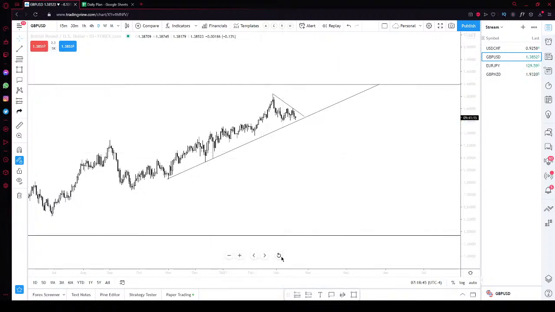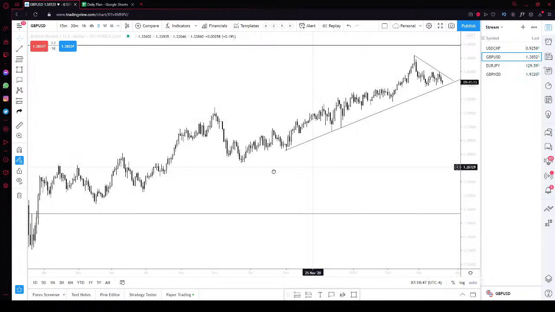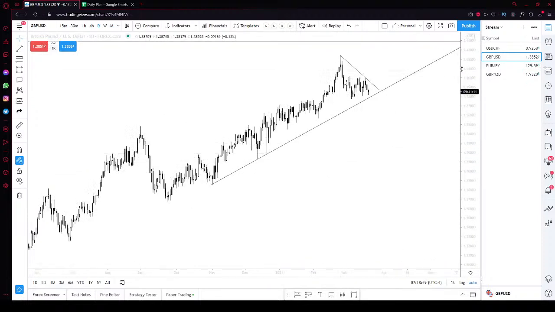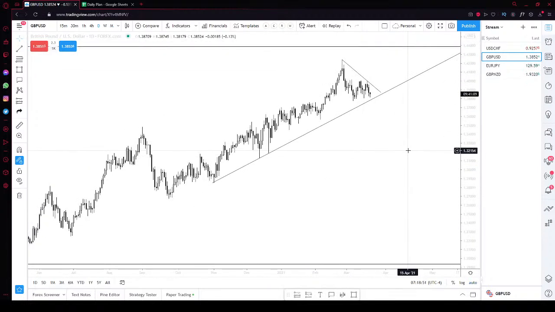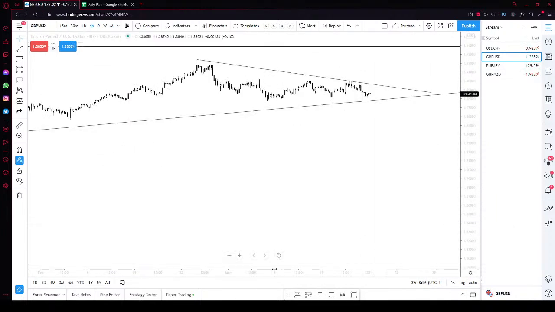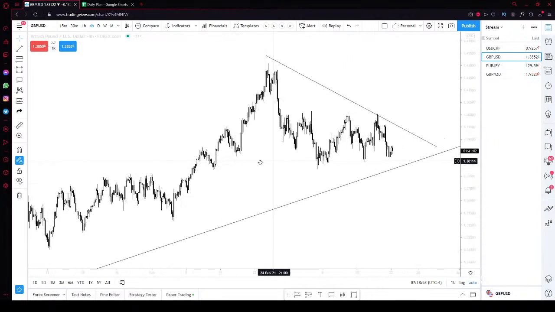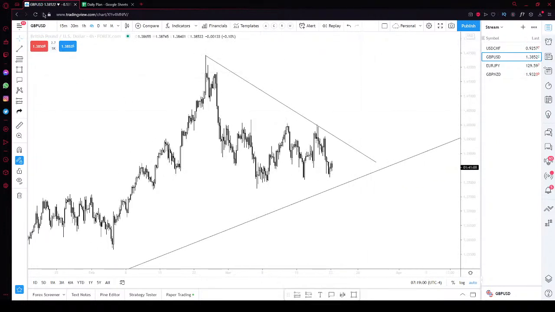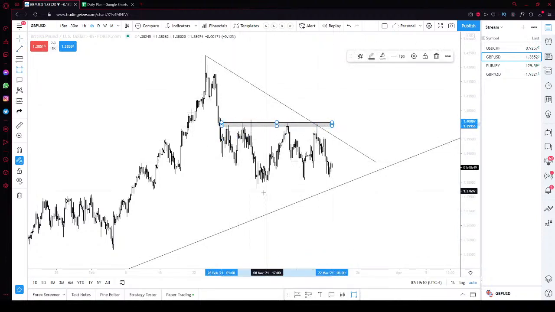Alright, let's reset that. Yeah, other than that, nothing new to draw here. Going down to our 4-hour time frame. Now here on the 4-hour, price is ranging. You can see it right here. Price is just ranging back and forth.